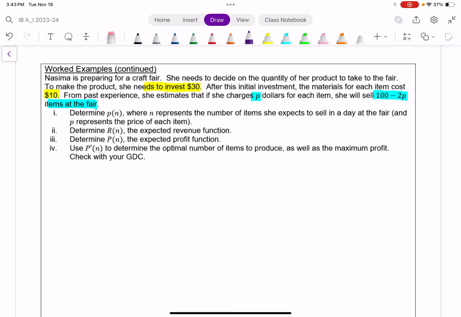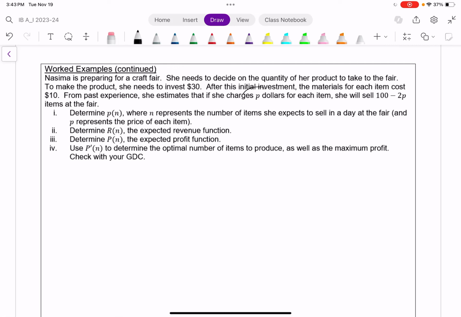It basically means that the more she charges for each item, the fewer items she'll sell, 100 minus 2 times the price, which makes sense. The more expensive something is, the less you expect to sell. However, let's look at these questions step by step. The first question is: determine P of N, where N represents the number of items she expects to sell.